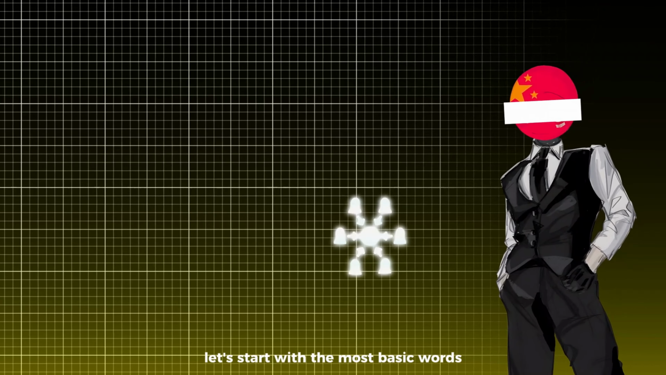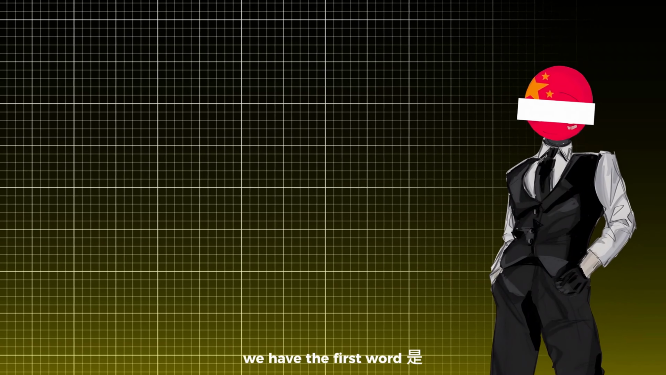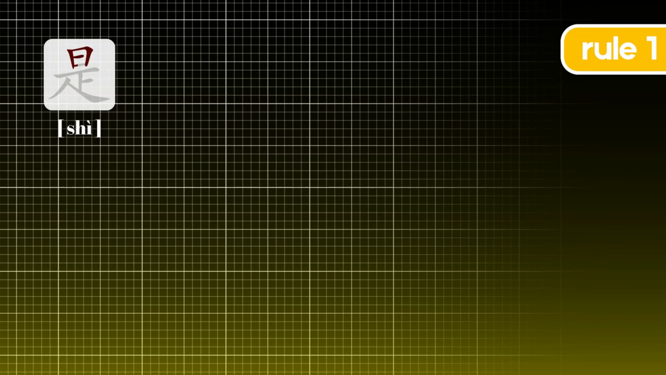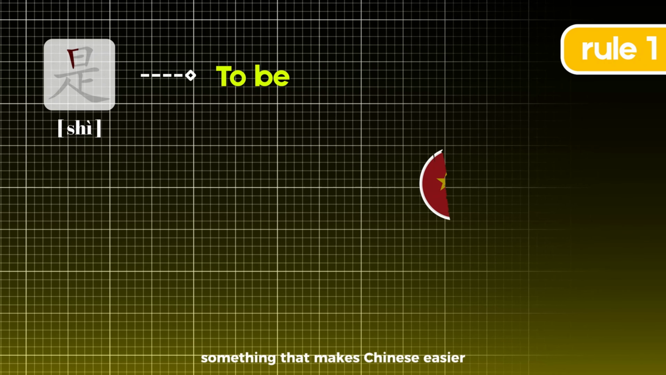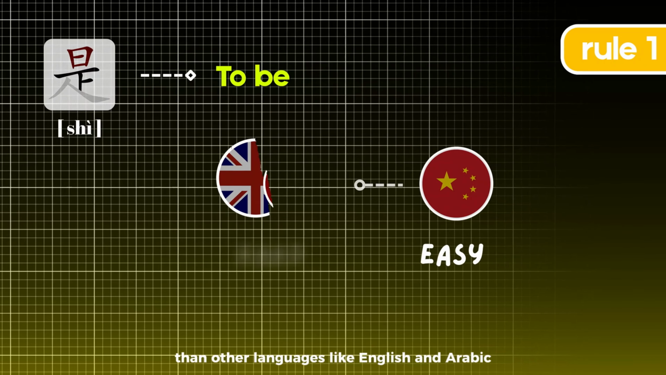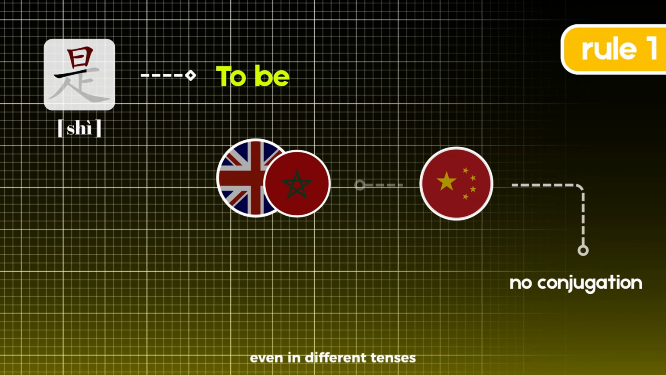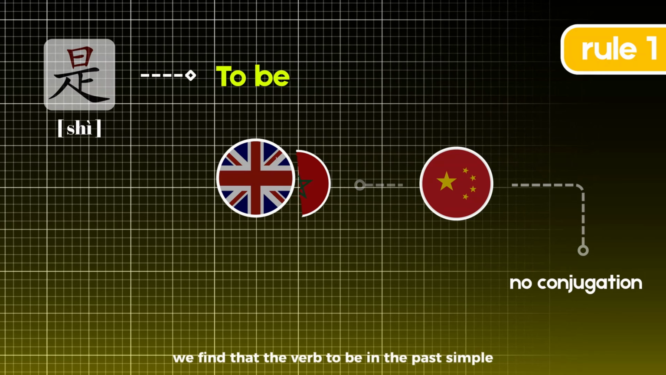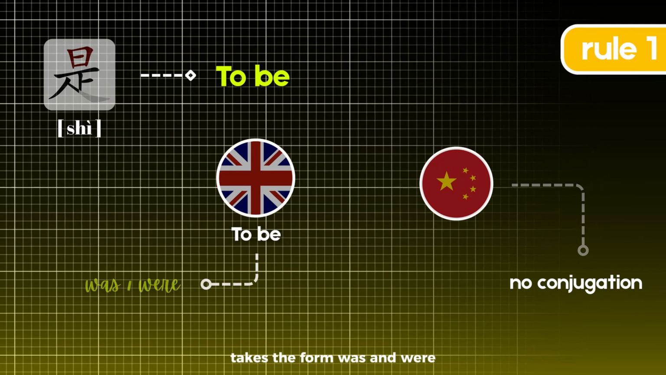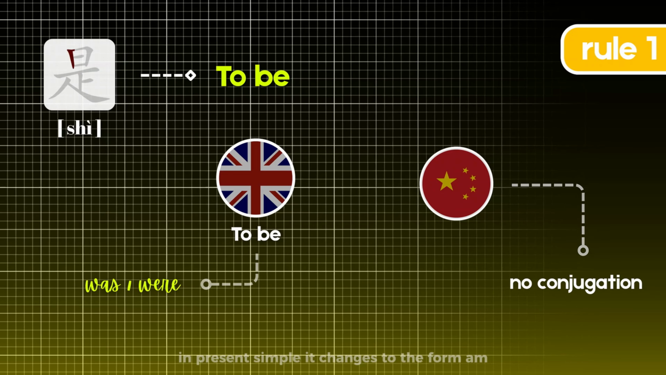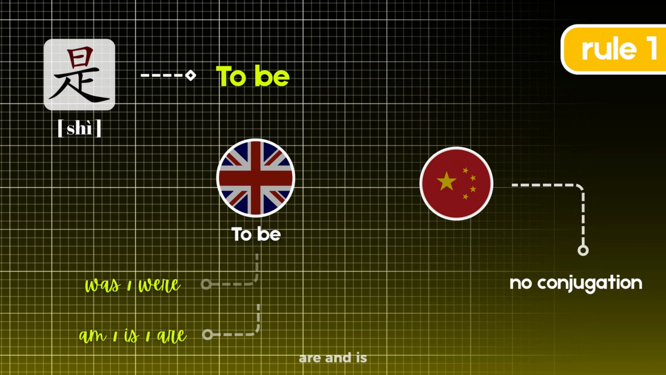Let's start with the most basic words Chinese speakers use daily. We have the first word, shi, which means "to be" in English. Something that makes Chinese easier than other languages like English and Arabic is that the verb remains the same even in different tenses. We find that the verb to be in the past simple takes the form was and were. In present simple, it changes to the form am, are, and is.